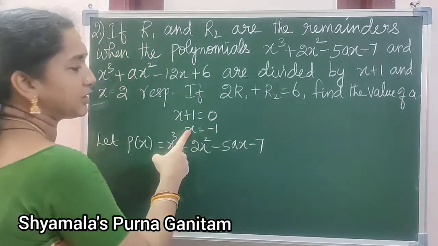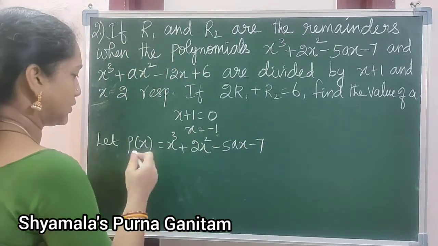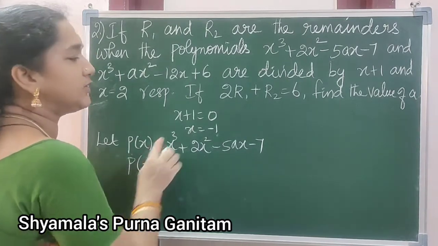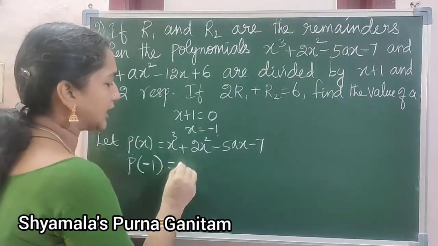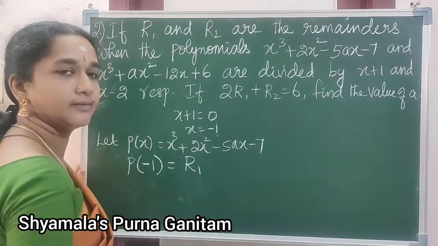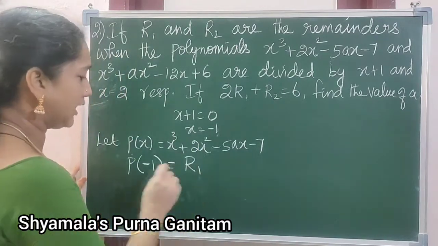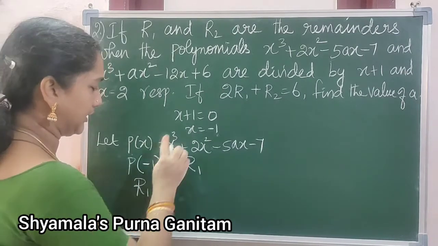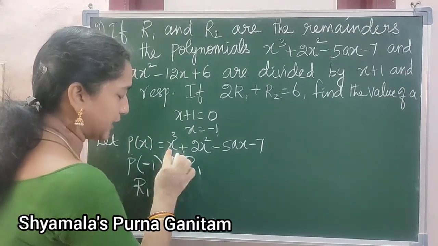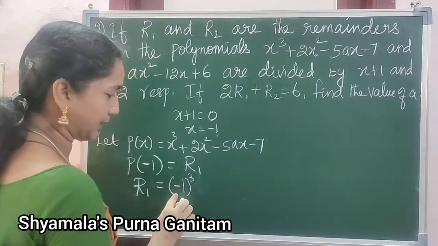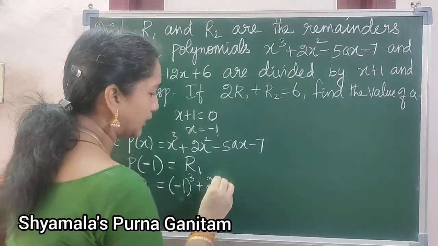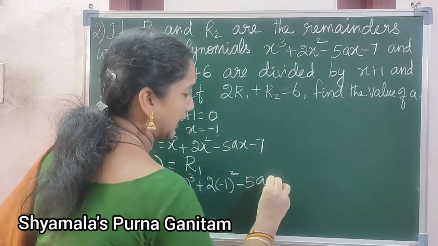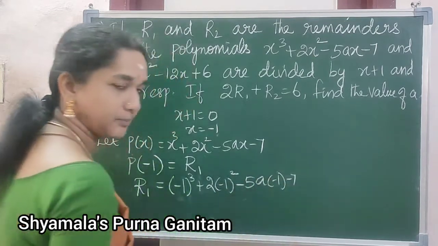So, this is divided by minus 1. Instead of p of 1, it is p of minus 1. When it is divided by x plus 1, you get the remainder as R1. This is the condition. So you substitute all these things. That is, R1 is equal to, instead of x, you substitute minus 1: minus 1 the whole cube plus 2 into minus 1 the whole square minus 5a into minus 1 minus 7.